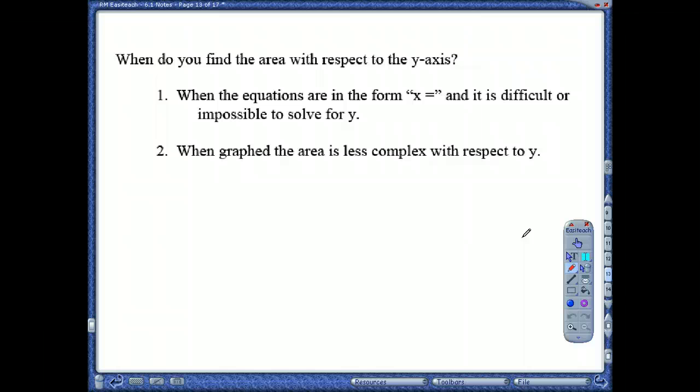Please do not panic. So the two reasons why we would find the area with respect to the y-axis: it's when the equations are already in the form x equals. Or maybe it's difficult to solve for y or impossible to solve for y. Something like this. Okay, we can't solve that one for y. So we would want to find the area with respect to y. The second reason we might want to do it with respect to y is that the area is simply less complicated. Okay, so if it's going to be easier, let's do it. If it's going to be the only way, well, then I guess we've got to do it.